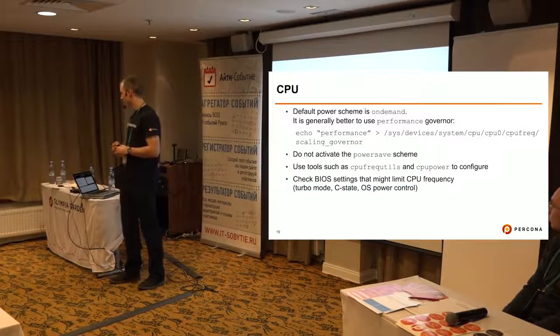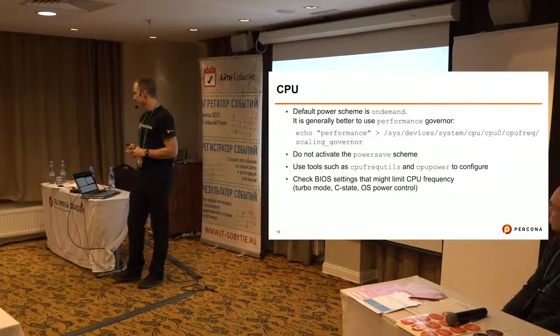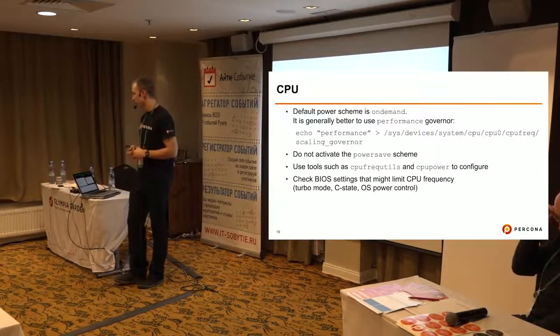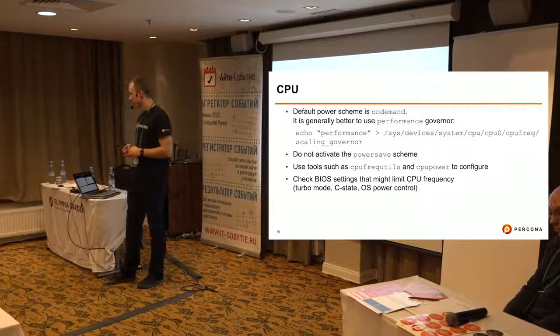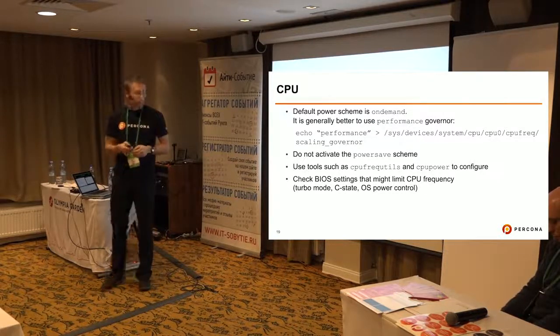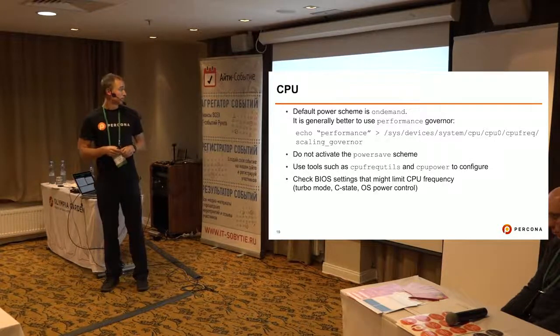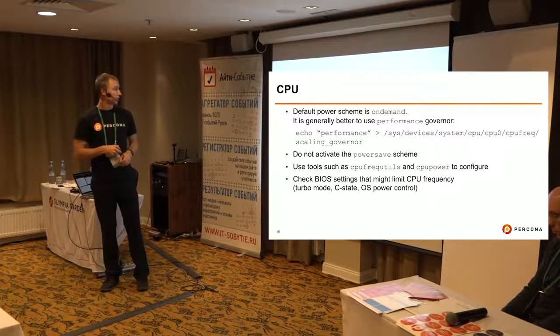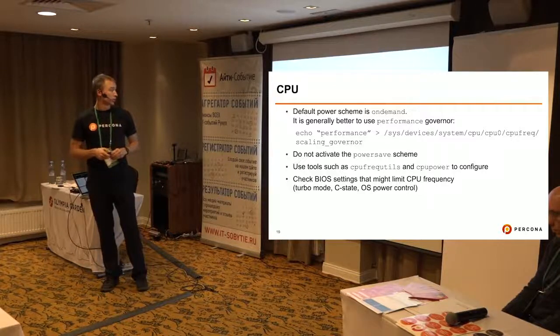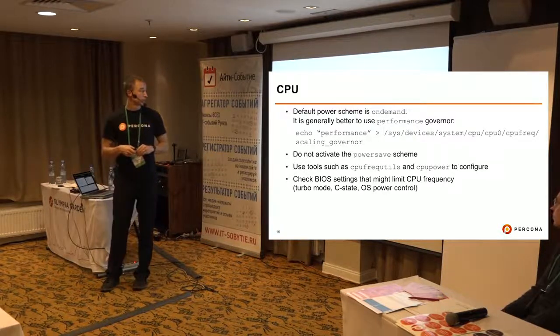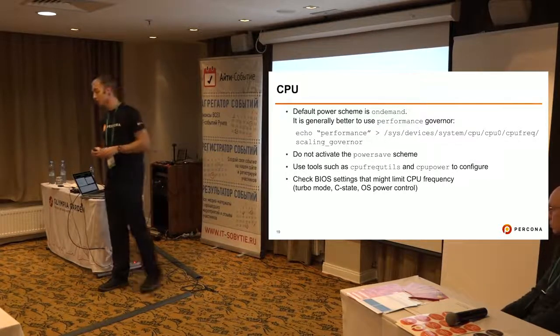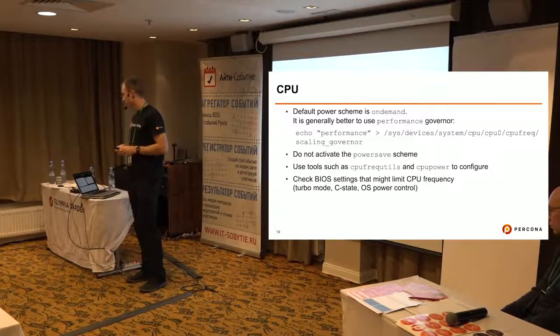CPU, the power scheme. Don't leave it at the default on-demand power scheme. Don't activate the power save scheme. It is generally better to use the performance scheme. You can set it at runtime with an echo like this. Also, make sure that you check your BIOS settings and pass on all the power control to your operating system to be able to use this.